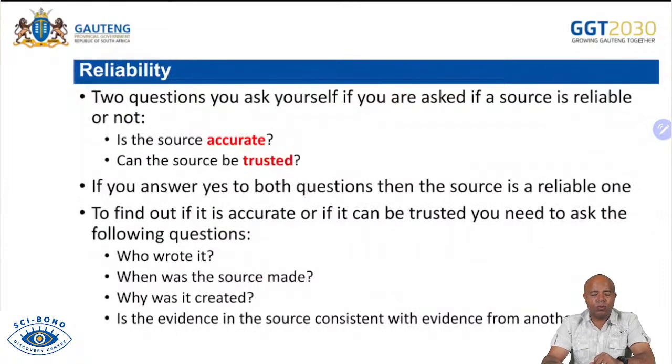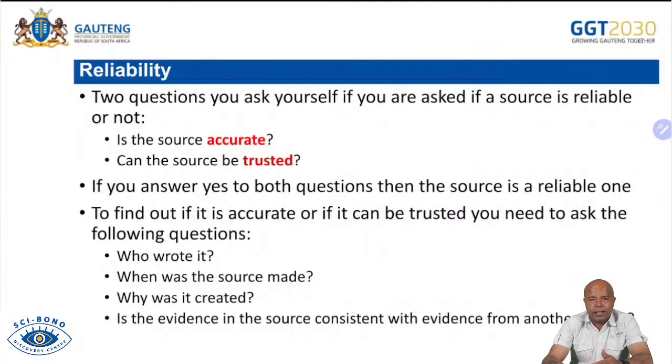Now let's go over to how reliable sources are basically. Two questions that you need to ask yourself: Is the source accurate? Can the source be trusted? So when we go further down the slide, if your answer is yes, the source is accurate, the source can be trusted, then this is what you need to ask yourself further now. Who wrote the source? When was the source made? It means, when was it published? Why was it created? Is the evidence in the source consistent with evidence from other sources? It means, can it be corroborated?